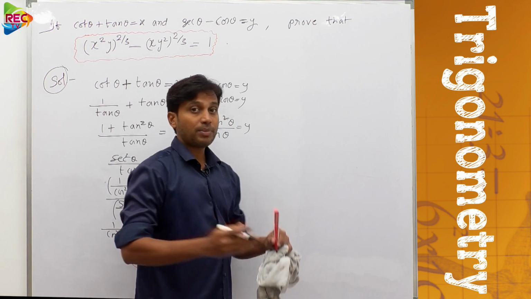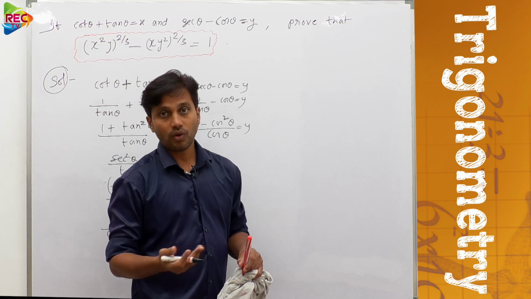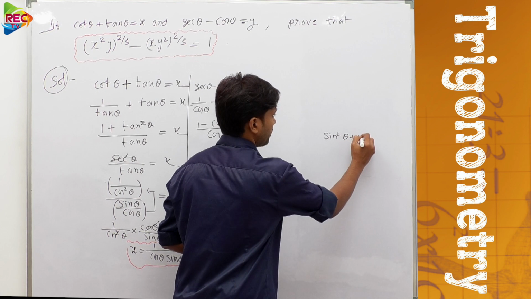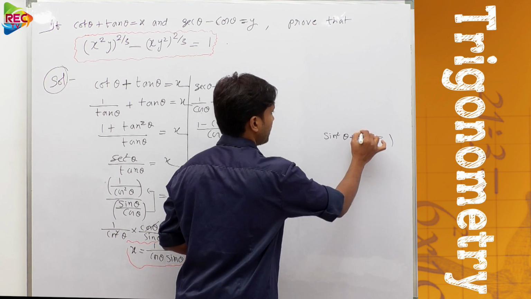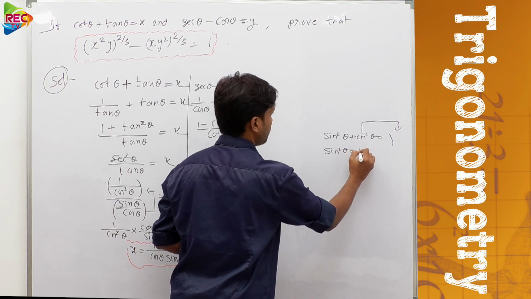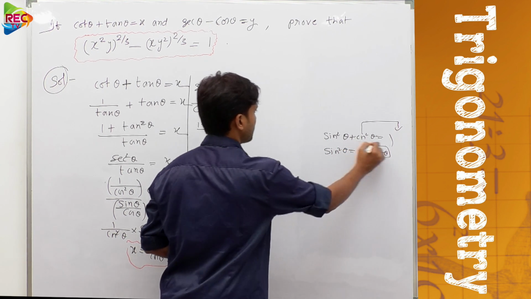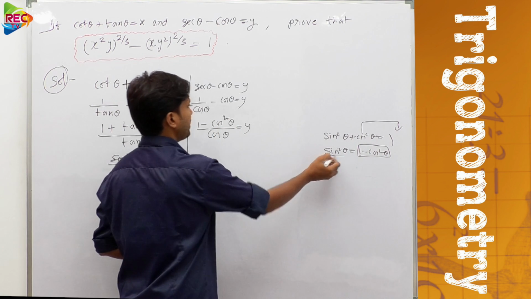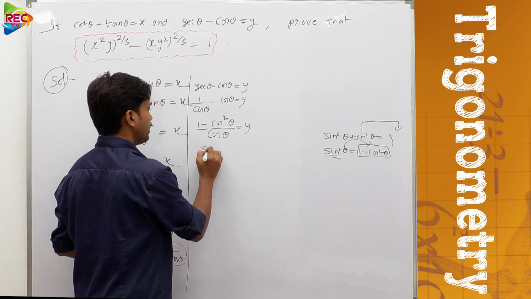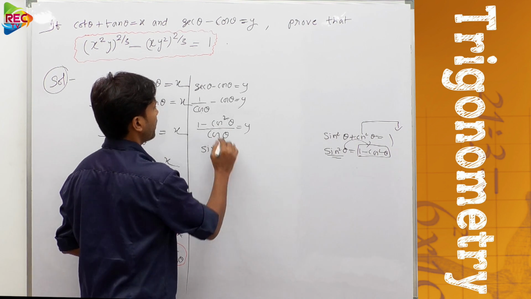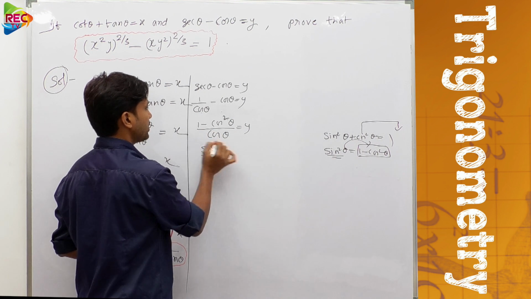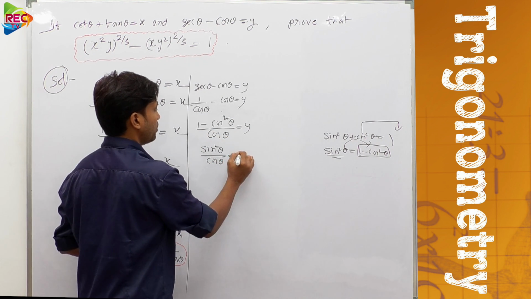According to sin square theta plus cos square theta equal to 1, how can we write this? Replace this cos square theta to that side, then what happens? Sin square theta equals 1 minus cos square theta, or not? Yes. So we can write sin square theta in place of 1 minus cos square theta. So here sin square theta by cos theta equal to y.